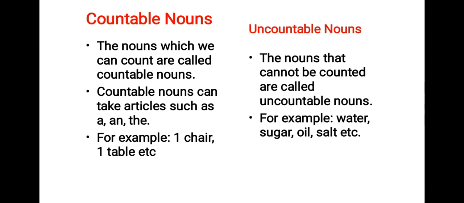Now countable and uncountable nouns. Countable nouns are the ones which we can count. Countable nouns can take articles such as a, an, the. For example, one chair, or you can say a chair, one table, etc. So all those things that we can count, for example, a dozen chairs, 5 tables, 20 markers, we can count all these things, so they are countable nouns.